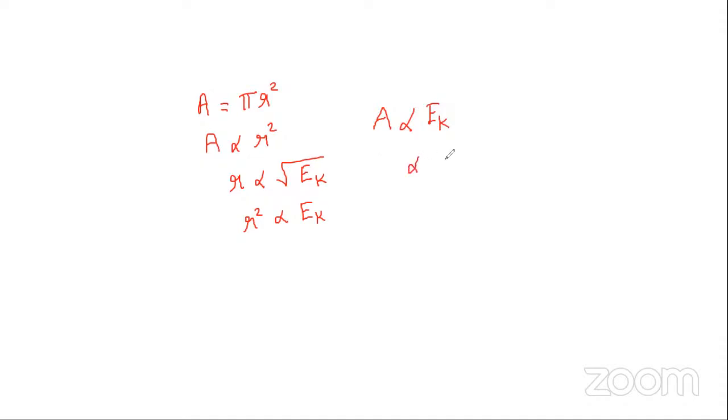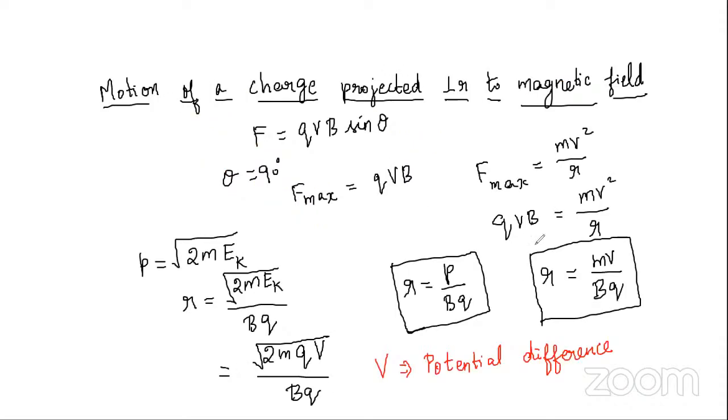Moreover, this is proportional to the potential difference through which the charge is accelerated, because the kinetic energy we know very well of a charge moving in a potential difference is Q into capital V. So this area is proportional to potential difference also. Now, what is the time period of revolution of that charged particle, since it is moving in a circular path? As I have already told you, when your charge is projected perpendicular to the magnetic field, the charge moves in a circular path.